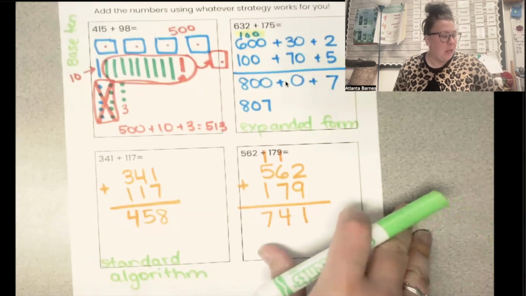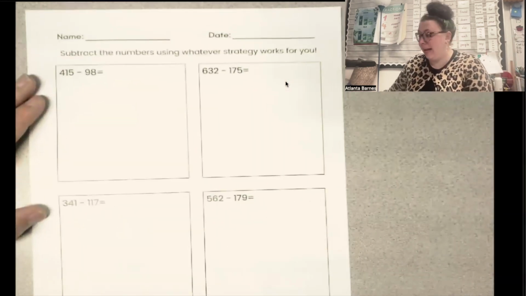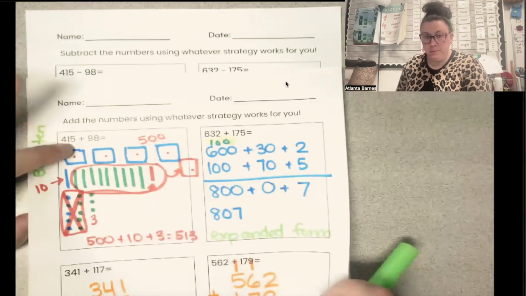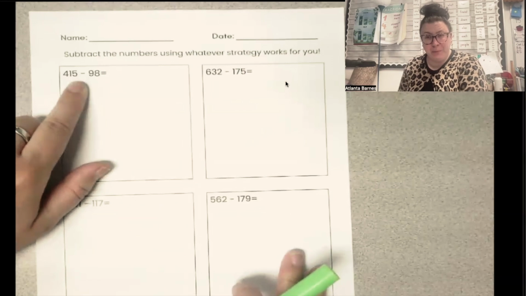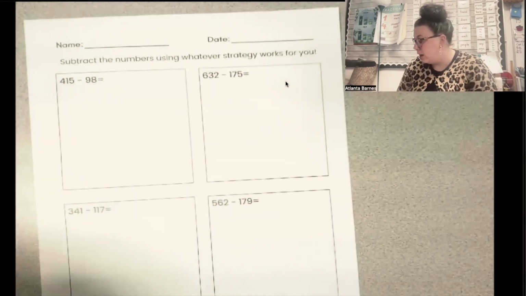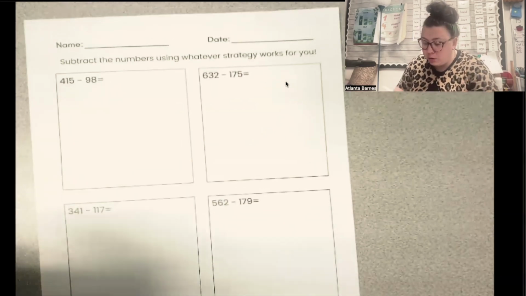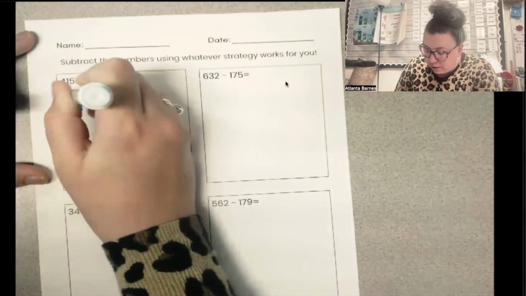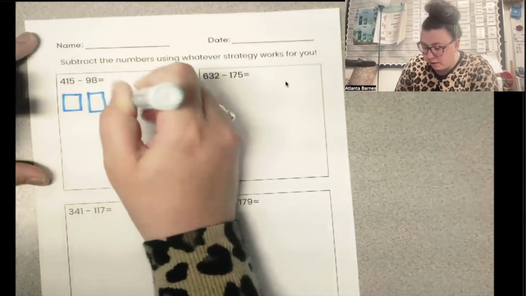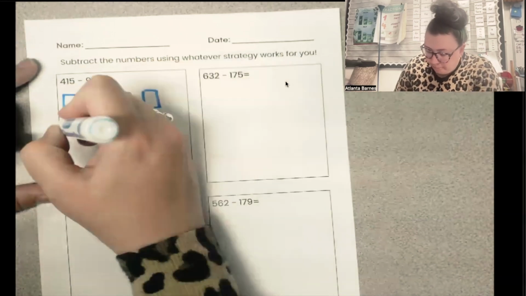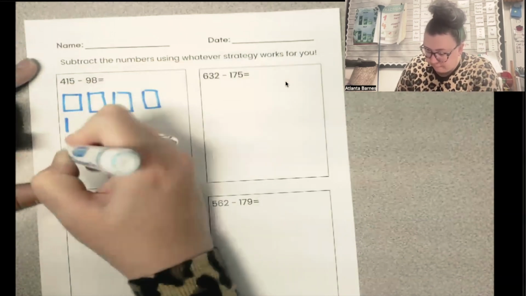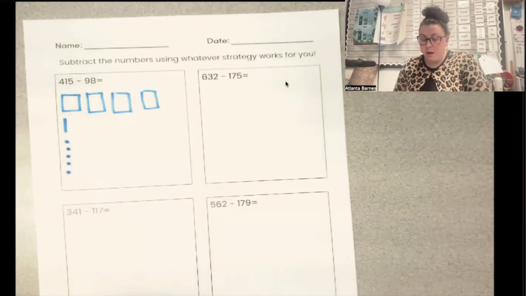All right. We have the same numbers, but we're just doing subtraction now. So instead of adding 415 plus 98, we're going to subtract. So I'm going to start out by drawing out 415 once again. Great. But now we're taking away 98.